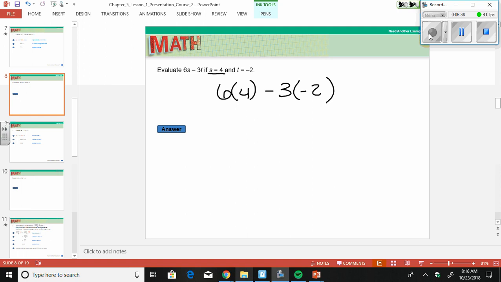There's nothing to do inside the parentheses. There's no exponents, so I go to multiplication. 6 times 4 is 24. Then I say I have -3 times -2 gives me a positive 6. Okay. Remember that the negative goes with the number. 24 plus 6, we can do the addition now, and we get 30.